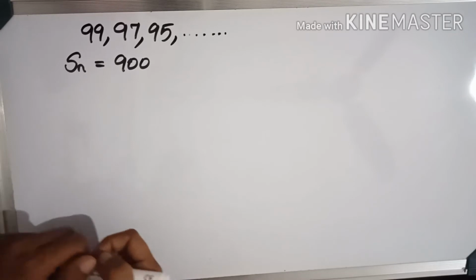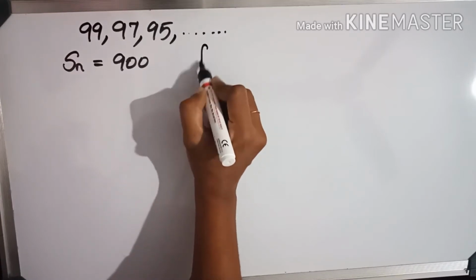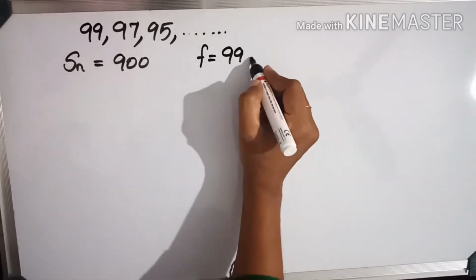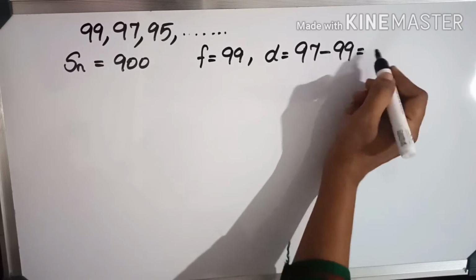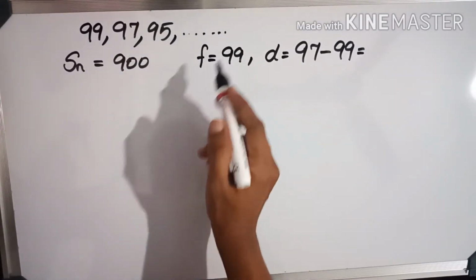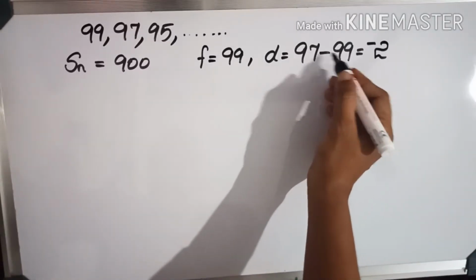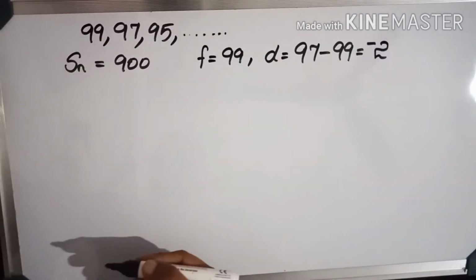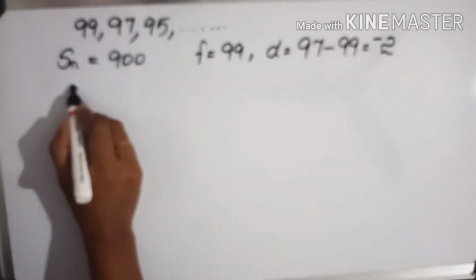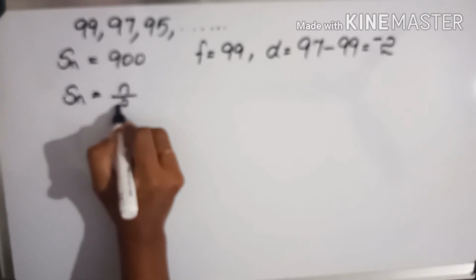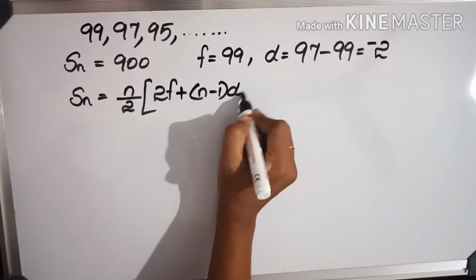So Sn is given, so let's use the sum equation. Before that, what is the first term here? The first term a equal to 99. Now the common difference d equal to 97 minus 99. It is a decreasing sequence, so the common difference will be minus 2. The bigger number is 99, so 99 minus 97 gives 2 with the negative sign. So minus 2 is the common difference, and n we don't know. Now let's apply the equation. What is the equation? Sn is equal to n by 2 into (2a plus (n minus 1) into d).